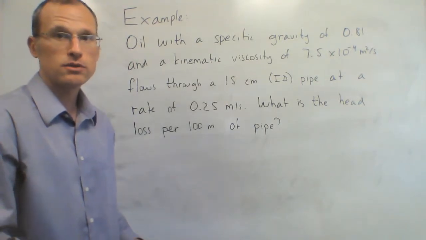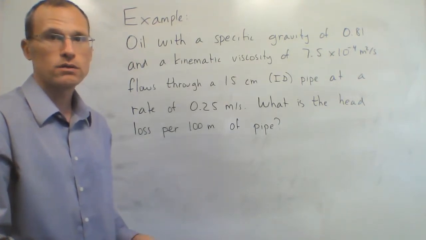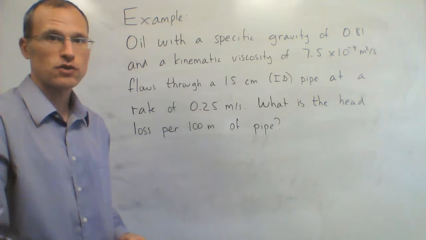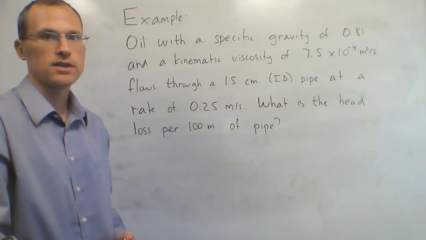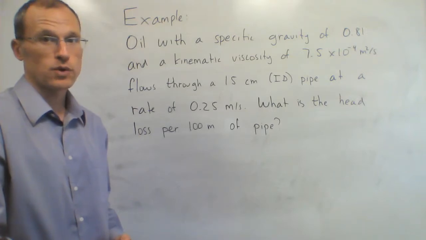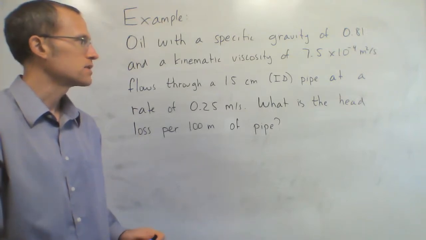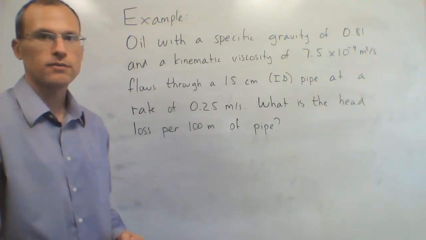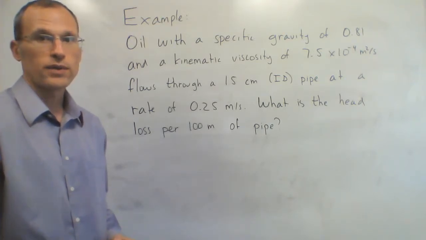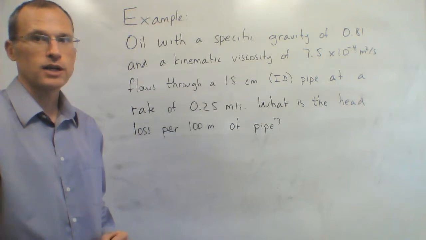So time for some examples. First example, I have oil with a specific gravity of 0.81, kinematic viscosity 7.5 times 10 to the negative 4 meters squared per second, flowing through a 15 centimeter inner diameter pipe at a rate of 0.25 meters per second. Want to know what the head loss is per 100 meters of pipe.